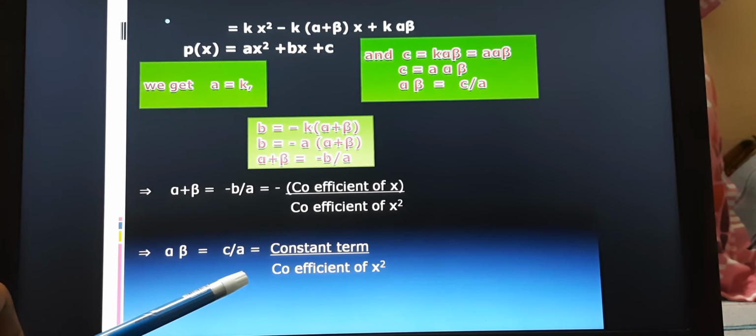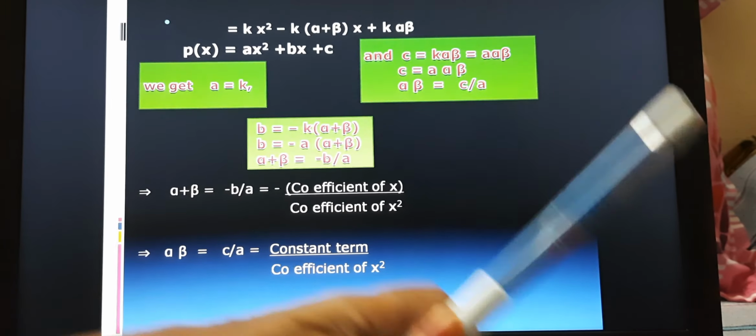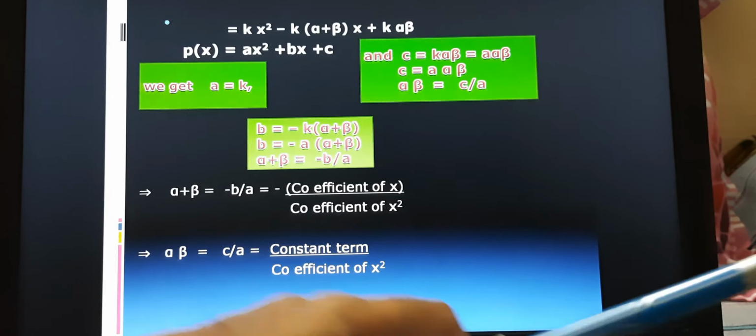You need to remember only these two things, not the whole process. The process is only for your understanding, and you need to remember only this: the sum of zeros equals minus b by a, that is minus coefficient of x by coefficient of x square, and the product of zeros equals c by a, that is the constant term by the coefficient of x square. You just need to remember that the sum of zeros equals minus b by a, and the product of the zeros equals c by a.